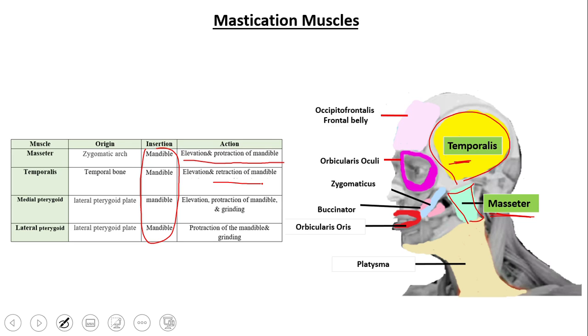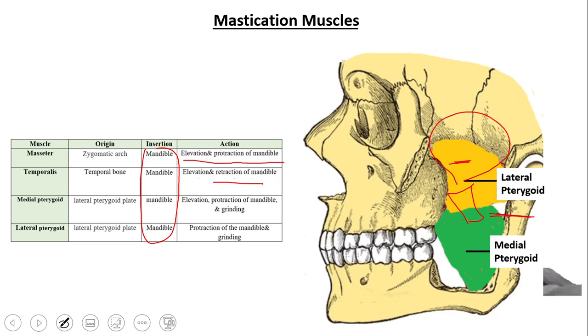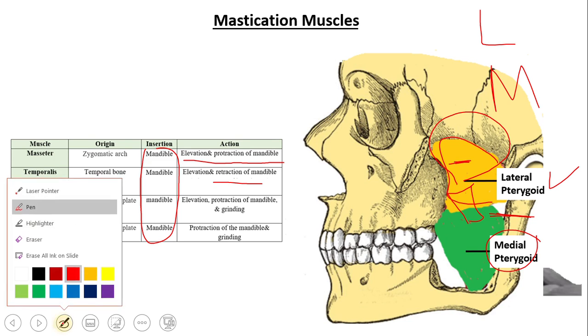If you go one layer deeper, you will see two other deeper muscles. The muscle up here in yellow is the lateral pterygoid. Down we have the medial pterygoid. You may remember this by remembering that L in English comes before M. So the lateral pterygoid is above the medial pterygoid muscle.